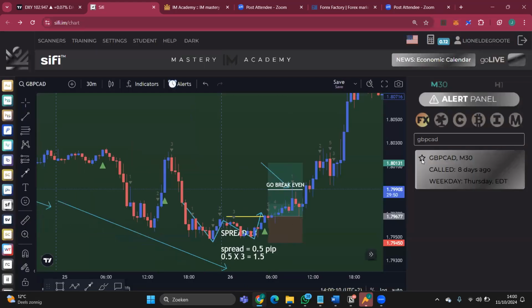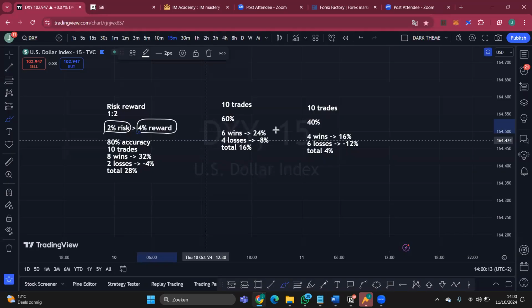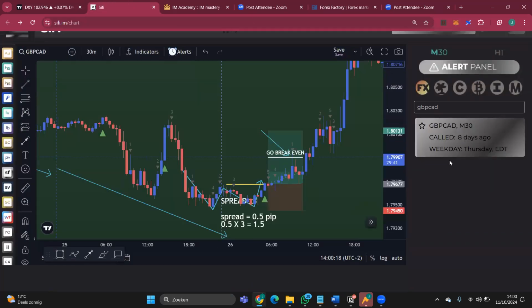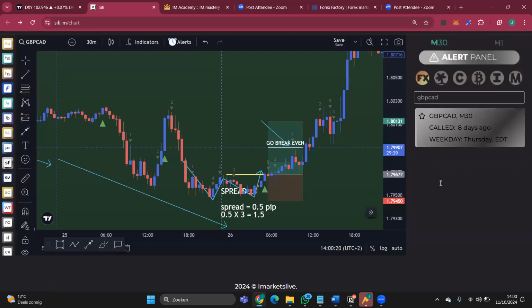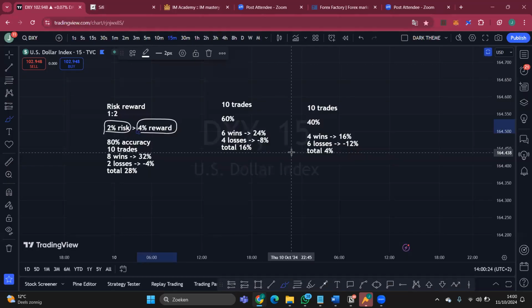And in MT5, of course, you can also calculate it on the chart itself, which is a handy thing as well. But you can also do it inside the SIFI scanner at the top under calculate. Okay, so that being said, we covered risk management and how to calculate your lot size, and that brings me to the last topic.